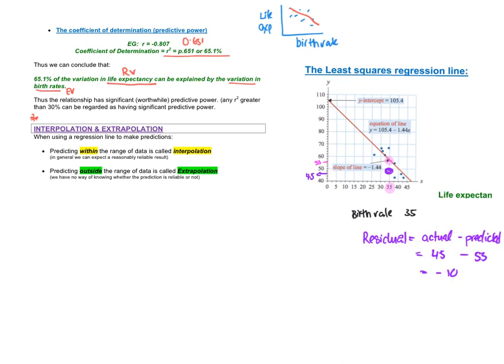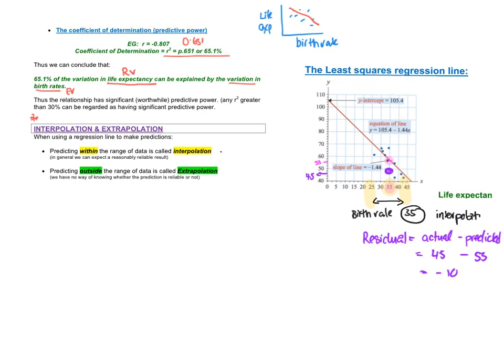Now, because I got asked to predict 35, I was predicting 35 here. Can you see all my dots are ranging between 25 and say up to here. When you predict within your data, between those two, it's called interpolation. So our 35 prediction, when we found it, was interpolation.